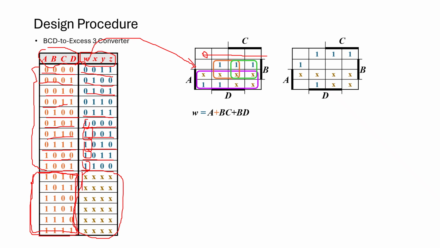Then from 10 to 15, for all the output variables, it's don't care: 10, 11, 12, 13, 14, 15. So mark these as don't care variables.